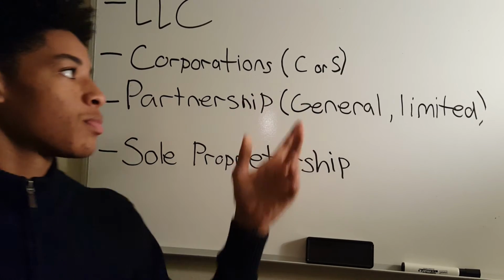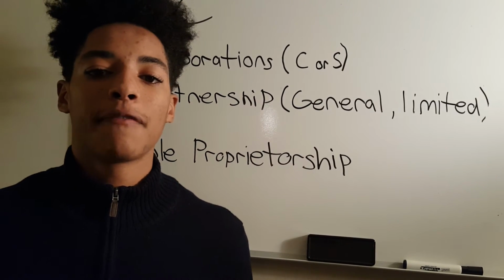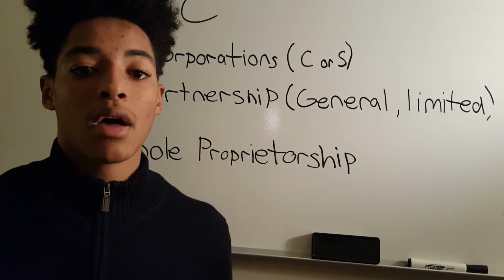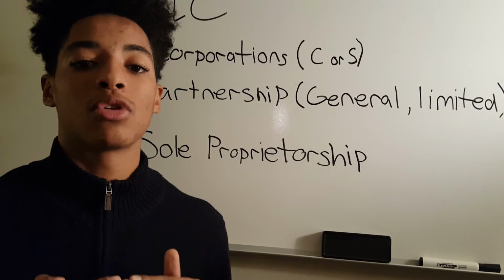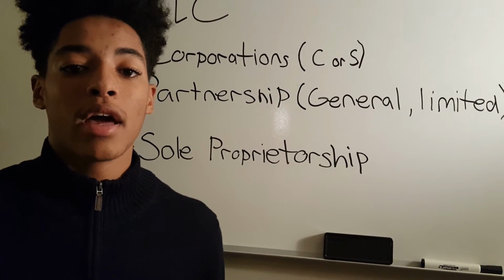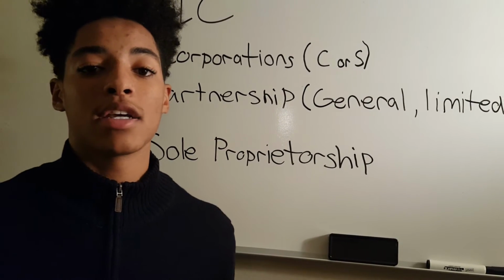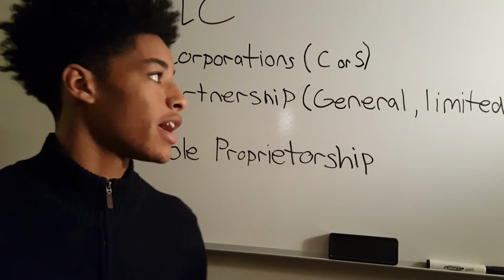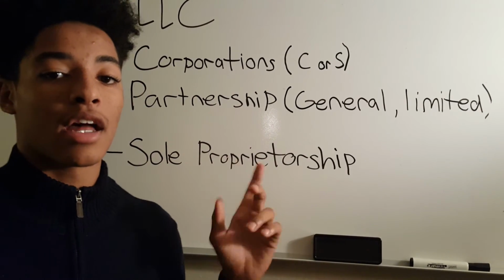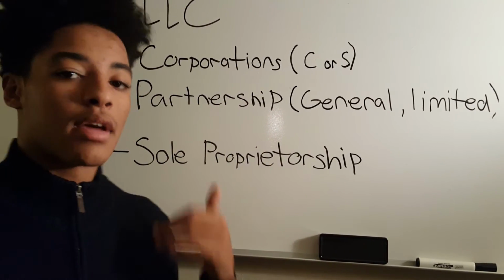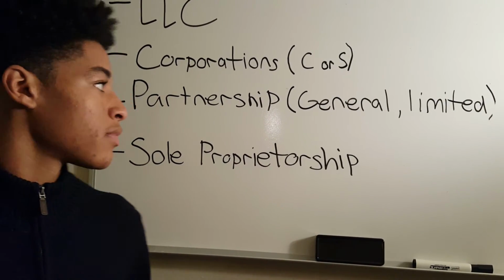And next, with the S corporation, there are a few differences between the two. With the S corporation, you're limited to 100 shareholders who must be U.S. citizens. Another major difference is that S corporations are pass-through tax entities like an LLC, whereas C corporations are taxed double.